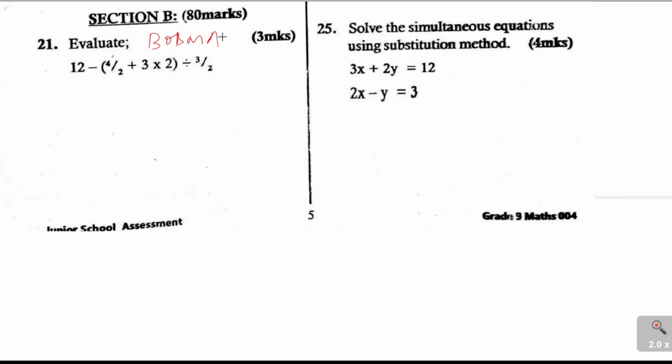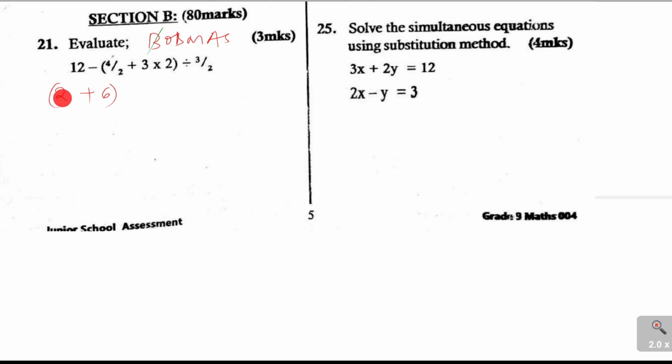We must use BODMAS. So in BODMAS, bracket is supposed to be solved first. Whatever is in the bracket, you're going to start with that. So start with 4 divided by 2. 4 divided by 2 here becomes 2. Then plus 3 multiplied by 2. Of course, when you have addition and multiplication, multiplication will come first. So 3 times 2, you get 6. So whatever is in the bracket is solved.